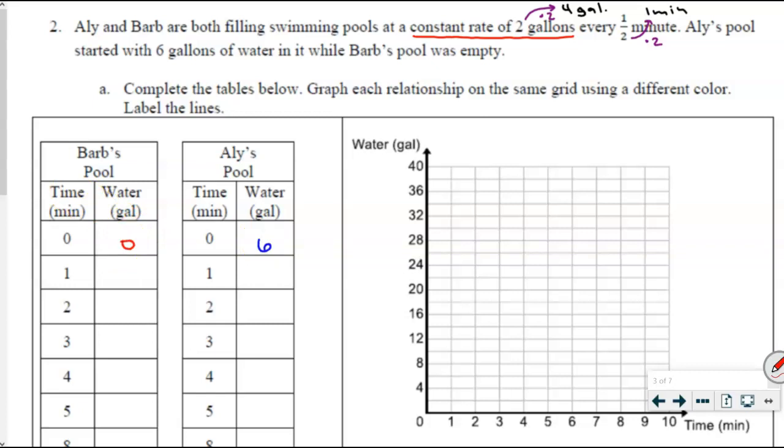Okay, let's complete those tables. If it's that constant rate, then 1 minute later, you can see I've added a minute of time. So when I add a minute of time, that means I've added 4 gallons. 6 plus 4 is 10. Continue on. Another minute has passed. So we have an extra 4 gallons, that's 14. Another minute has passed, an extra 4 gallons, 18. Another minute has passed, an extra 4 gallons, that's 22. Another minute, another 4 gallons, 26.